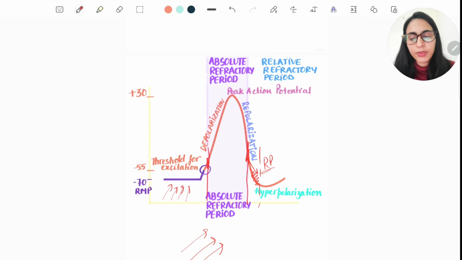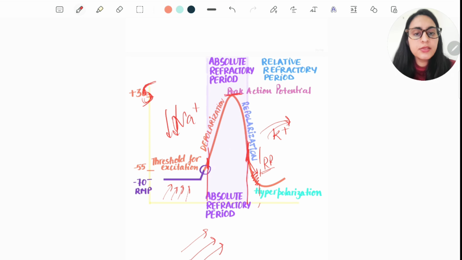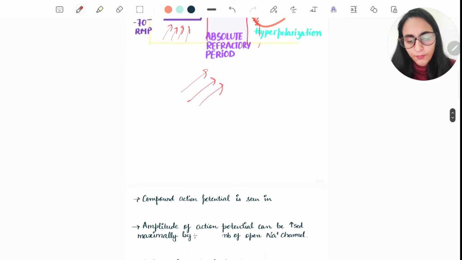So in the absolute refractory period, even if you give stimulus, nothing is going to happen because so much sodium has already come in and the gates are closed now. Even if you give stimulus, all the gates are closed, the cell membrane is fully loaded with sodium. Action potential is going to rise up to plus 35 millivolt. So depolarization is because of the sodium entry inside the cell. Repolarization is because of the potassium exit outside of the cell, and this is the peak action potential.